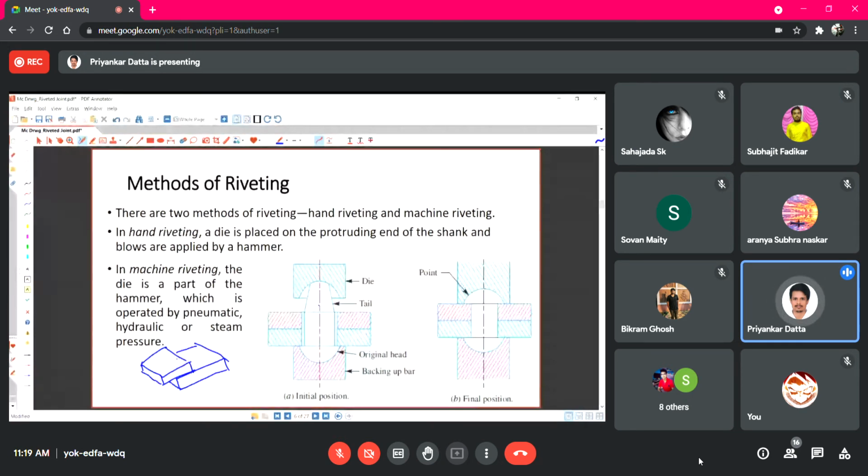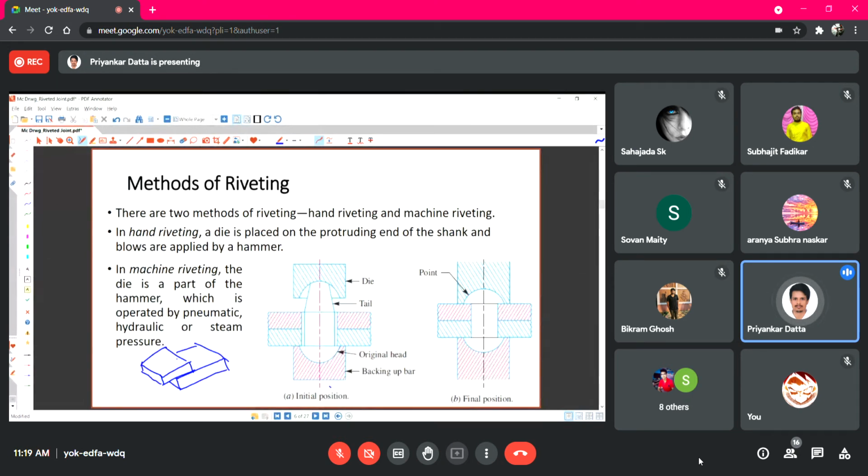Then we use some die and backup bar to finish the final configuration of the riveted joint. Now these dies can be used either by hand riveting or by machine riveting. Now hand riveting is mostly applied by hammer blows. So in those cases, since hammer weight is comparatively lower, for larger diameter rivets it is difficult to use hand riveting. So generally we use machine riveting, where a hydraulic or pneumatic pressure system is used.